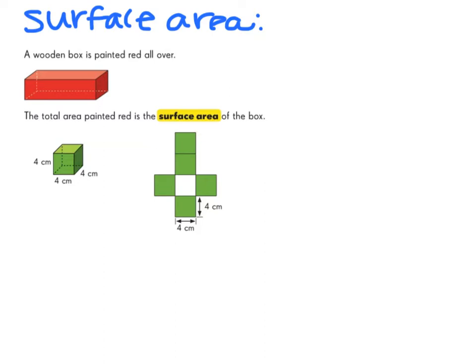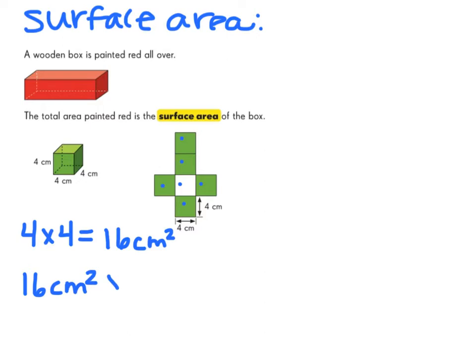Let's begin by finding the area of one square face. That's 4 times 4. So each individual face has an area of 16 centimeters squared. How many faces are there? 1, 2, 3, 4, 5, 6. So we'll take 16 centimeters squared times 6 to find the entire surface area of our cube. That area is 96 centimeters squared.